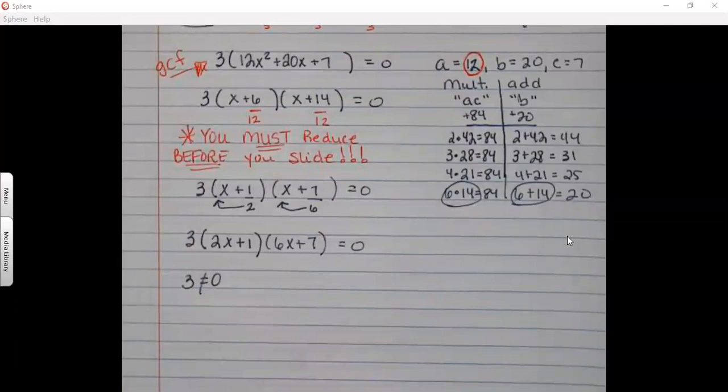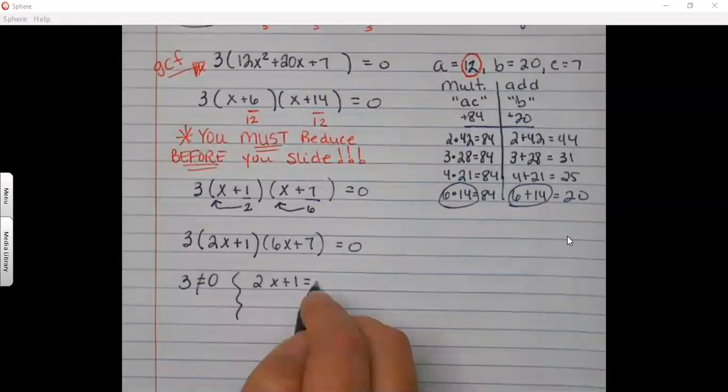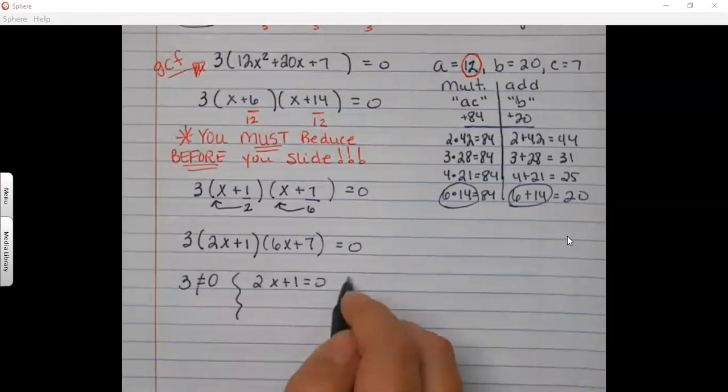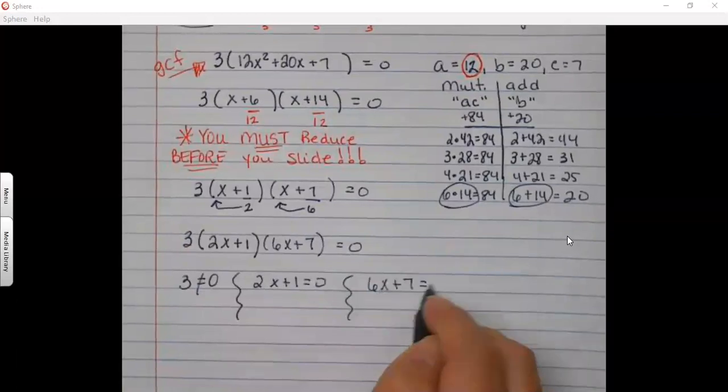So we'll set 2x plus 1 equal to 0. And we will set 6x plus 7 equal to 0. And then I'll just solve those both quietly. Y'all know how to do this on your own. You don't need me.